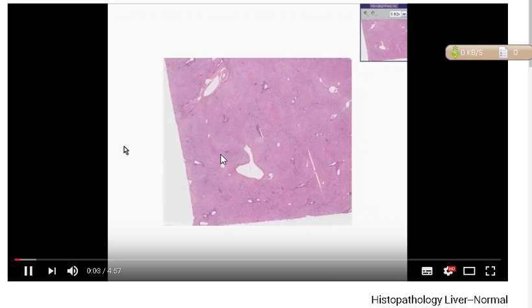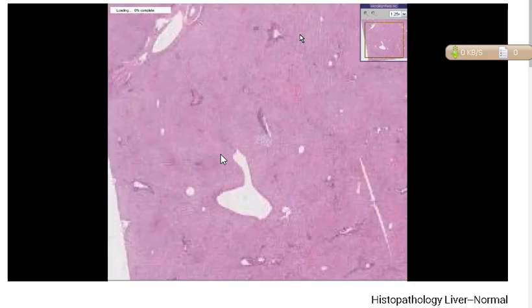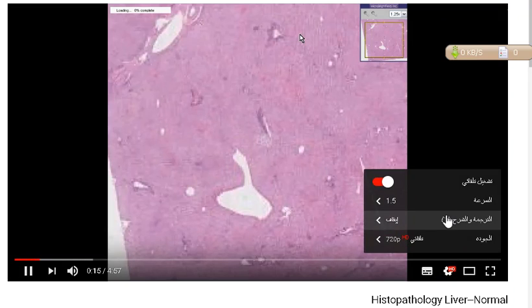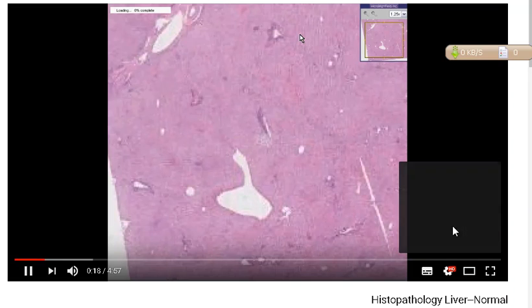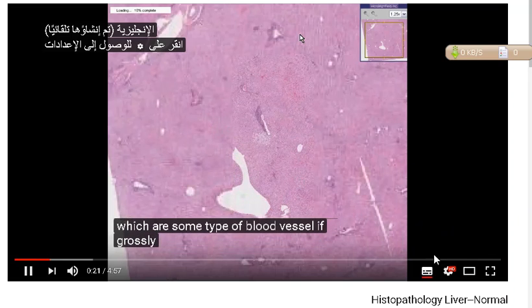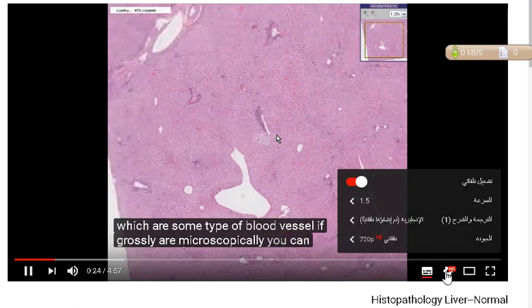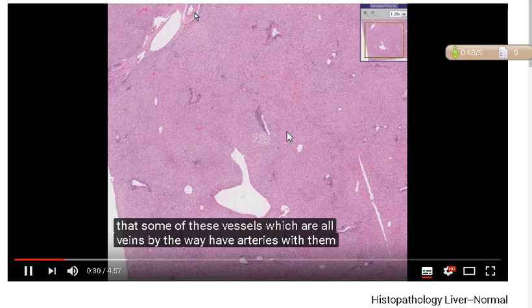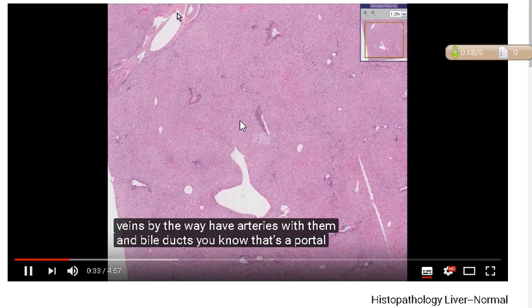When you look at a liver on low power, like we are here, it's really not much different from looking at that liver grossly. Because when you look at a liver grossly, you see liver, which is brown, and then you see little spaces between them, which are some type of blood vessel. If grossly or microscopically, you can see that some of these vessels, which are all veins, by the way, have arteries with them and bile ducts, you know that's a portal area.